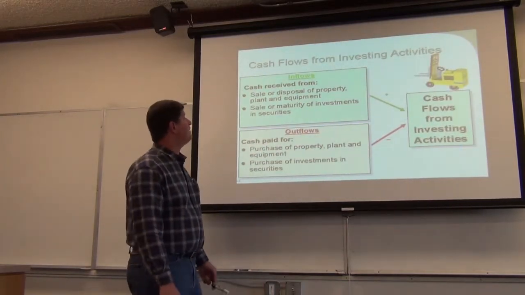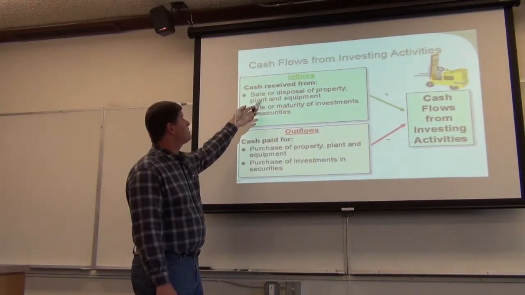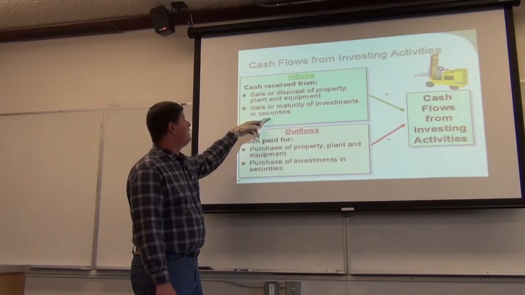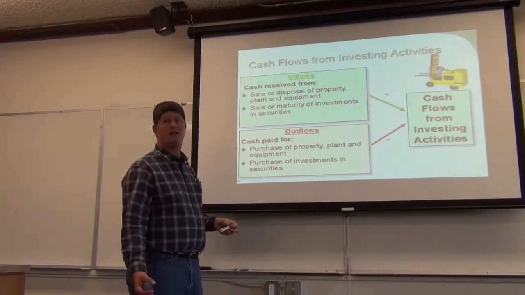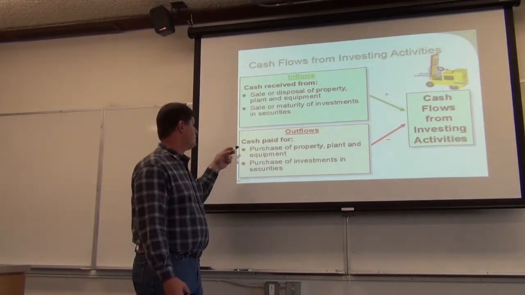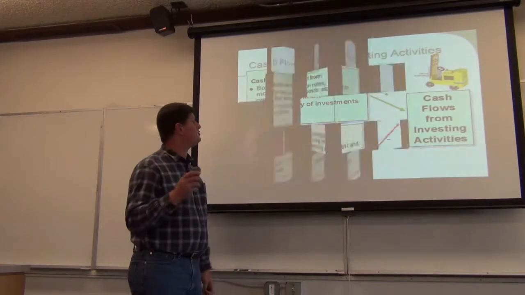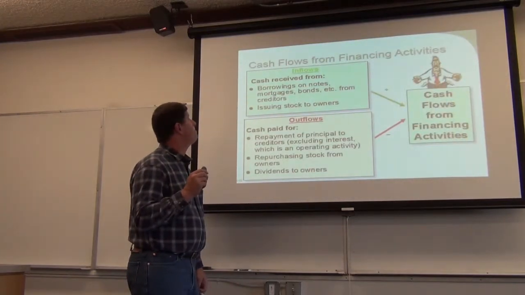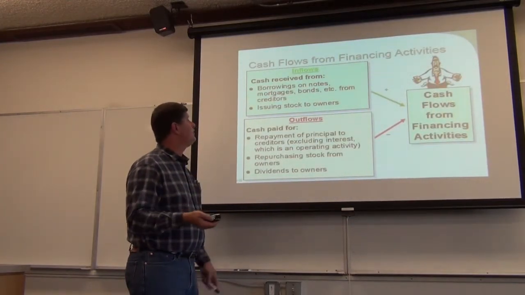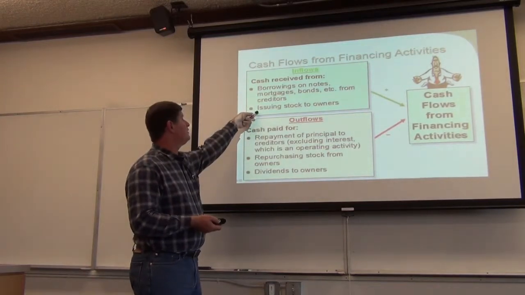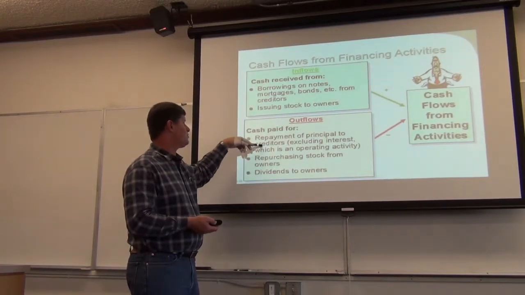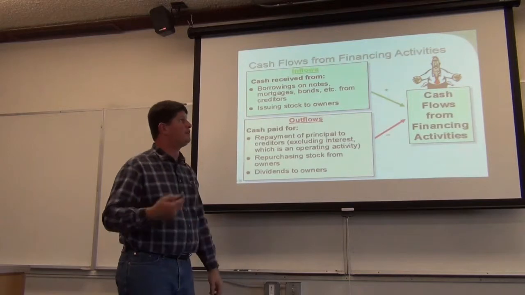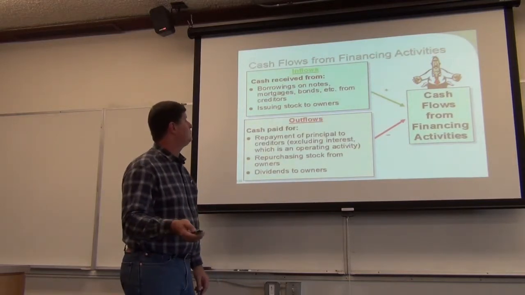Okay, investing activities. Selling equipment, selling investments, stock in some other company, or buying either of those things uses up cash. We covered that. Financing: notes, stock, borrowing money, issuing new stock is a source. Paying off creditors, which is paying off debt, buying back shares, and paying a dividend are all uses. Moving on.